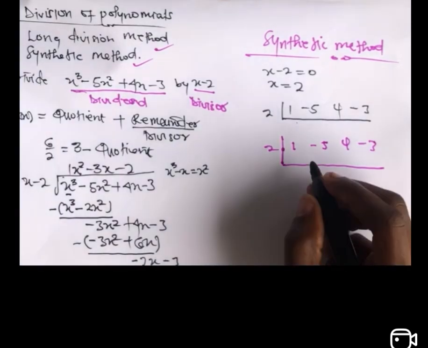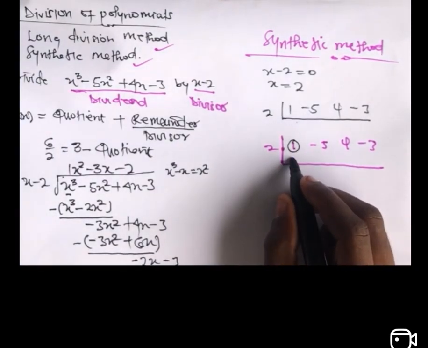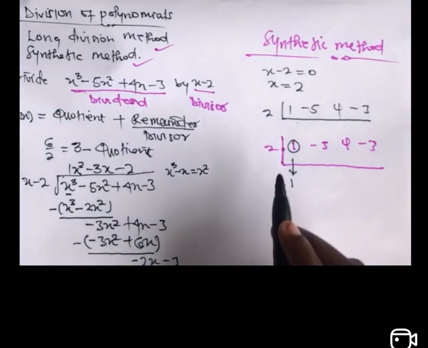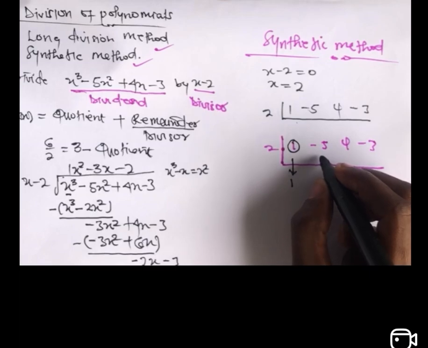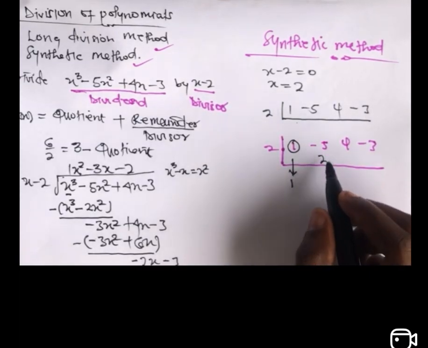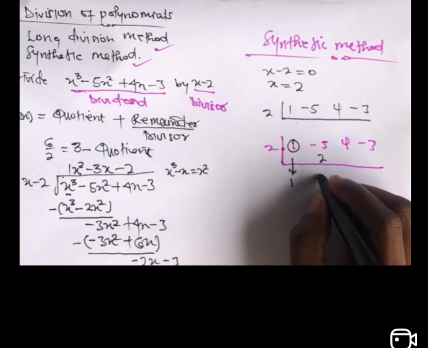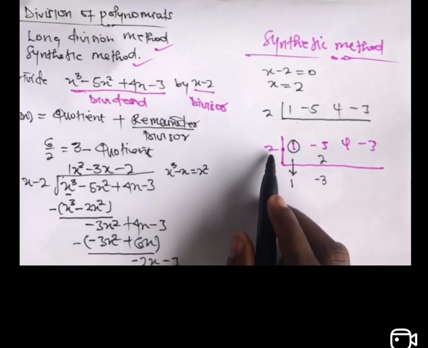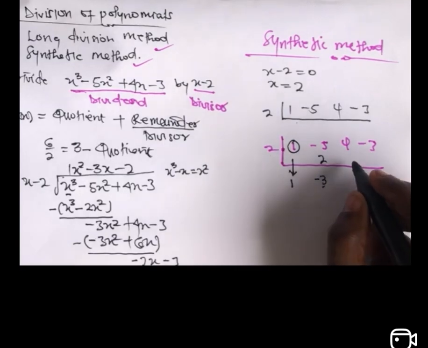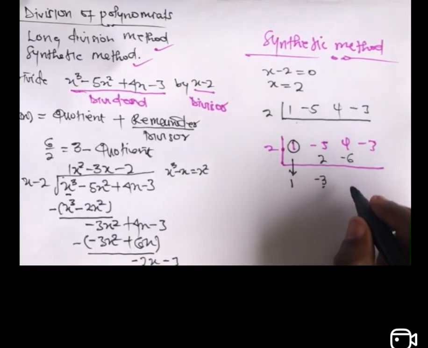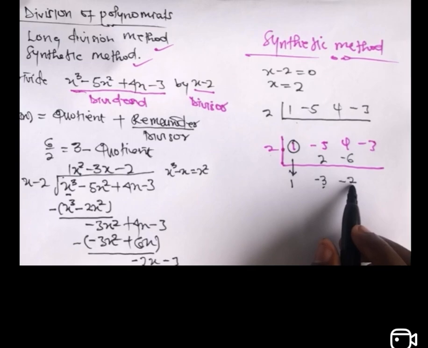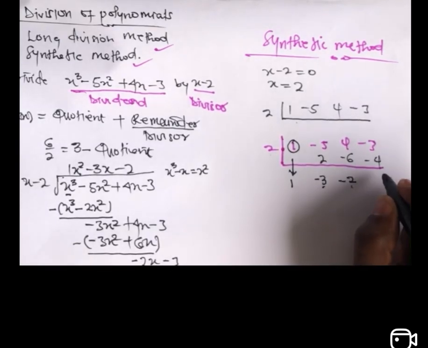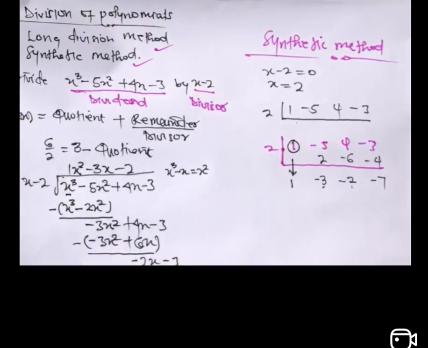First, we bring the first term down here. Then you take these 2, you multiply by this 1. What do you get? You have positive 2. Now you add these 2, what do you get? You have negative 3. Now pick these 2, you multiply it by this negative 3, you have negative 6. You add these 2, what do you get? You have negative 2. Okay, then take these 2, you multiply by this negative 2, what do you get? Negative 4. You add these 2, you have negative 7.